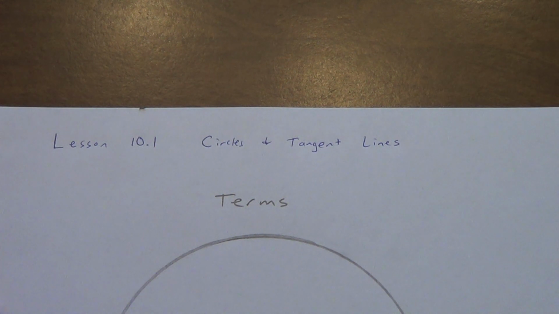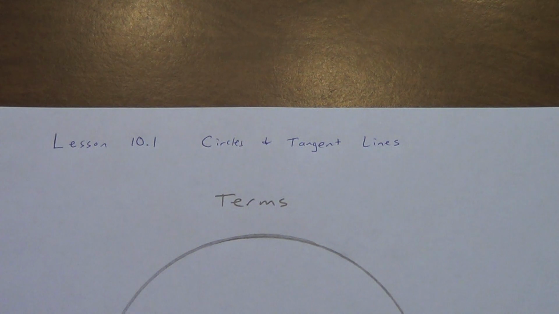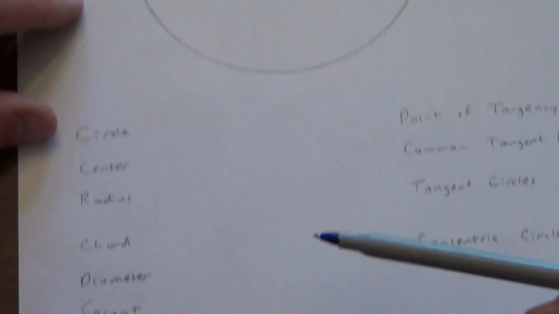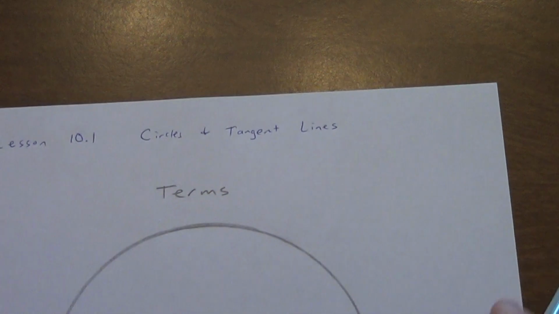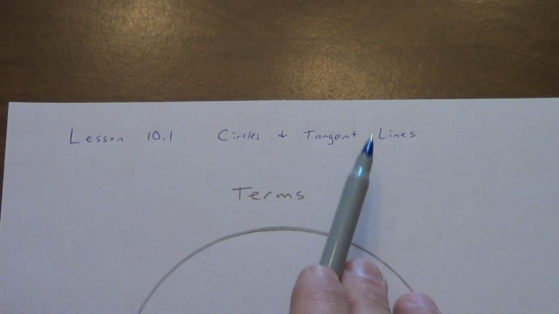Okay, we have not had a lesson in a while, but here we go back into chapter 10. So starting off with chapter 10, we're going to start with circles and tangent lines. Pretty much all of chapter 10 is about circles. We're going to start with some basic terms you need to know for circles, okay? And I've got a whole list of them down here that we'll get to in just a little bit. And then today we're going to focus on tangent lines for the most part, okay?